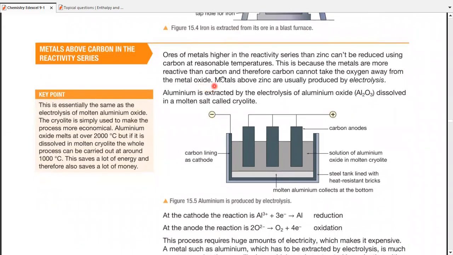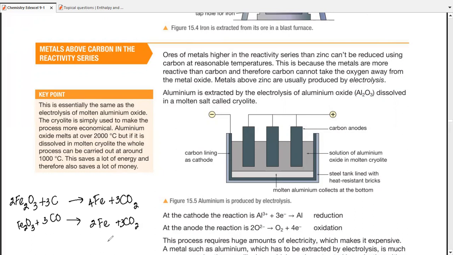So, metals above carbon in the reactivity series. Now remember, in the case of iron, iron oxide was reacted with either carbon or carbon monoxide. In both cases, it can give us iron and carbon dioxide. So we say that it is capable of reducing iron three oxide into iron.